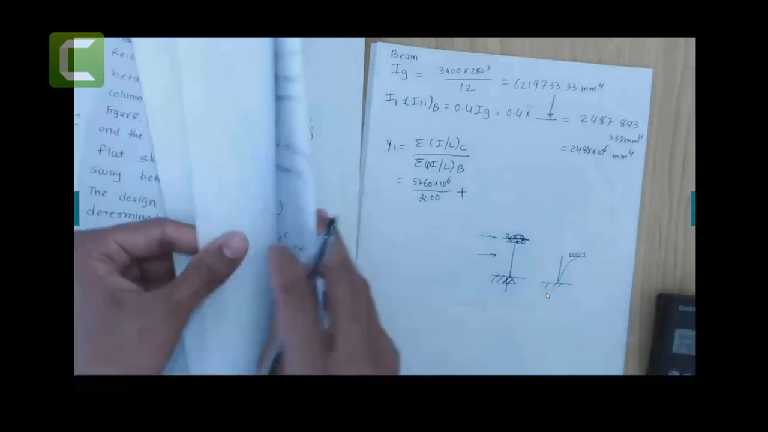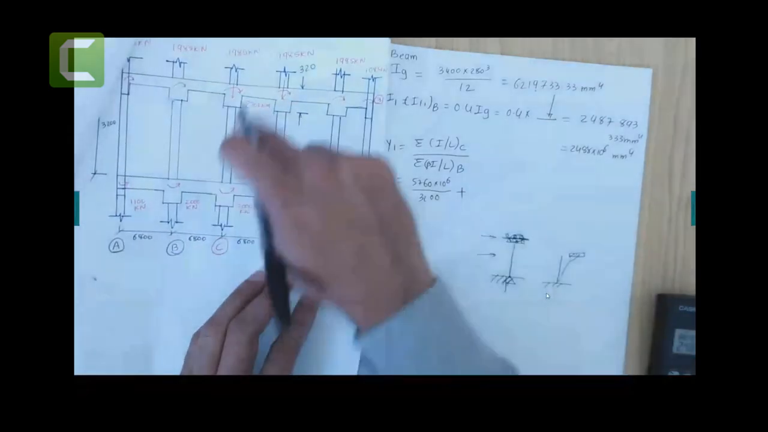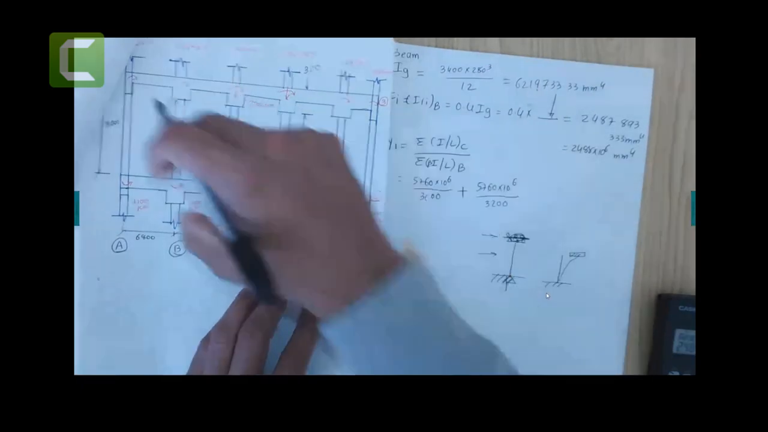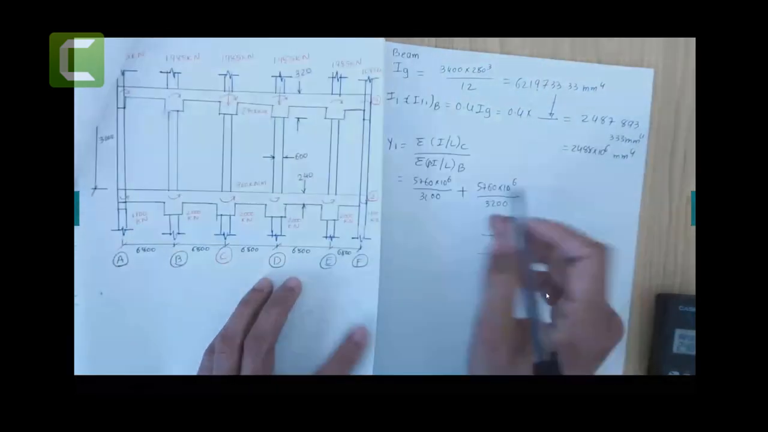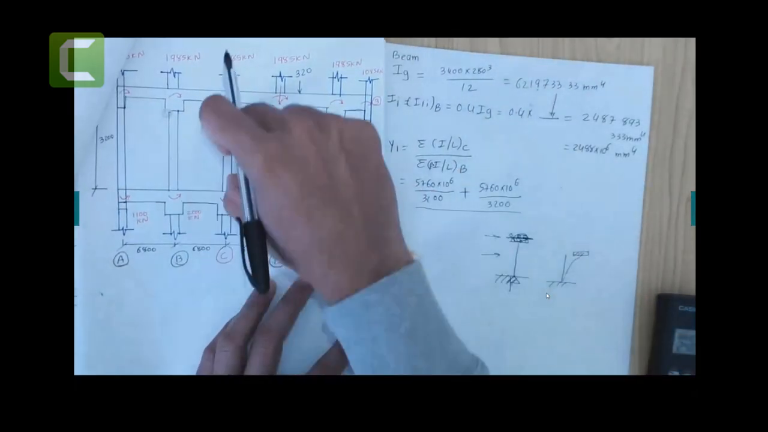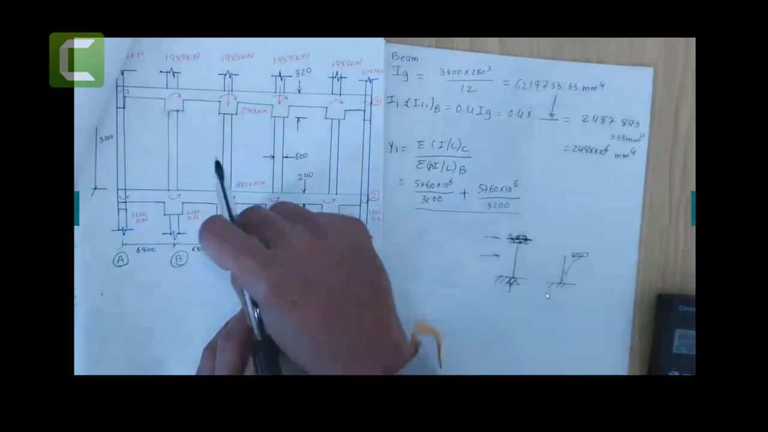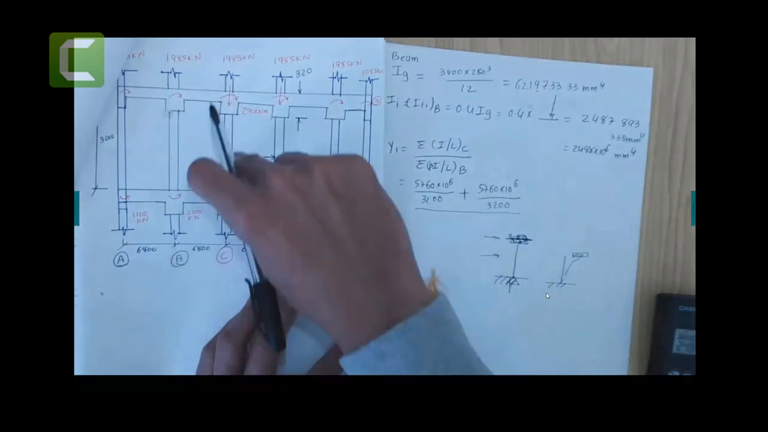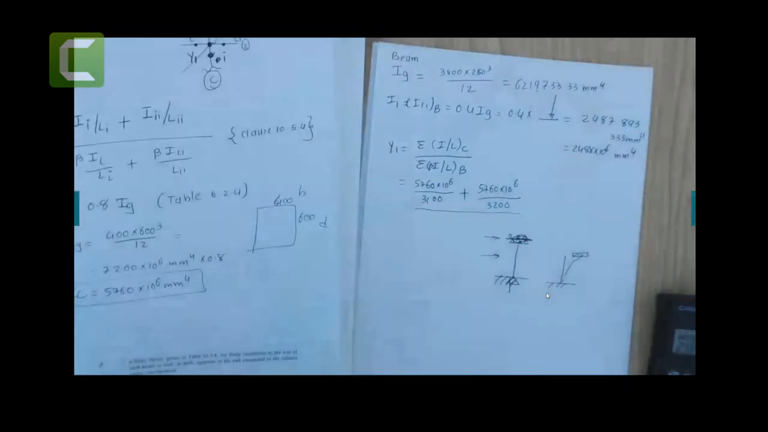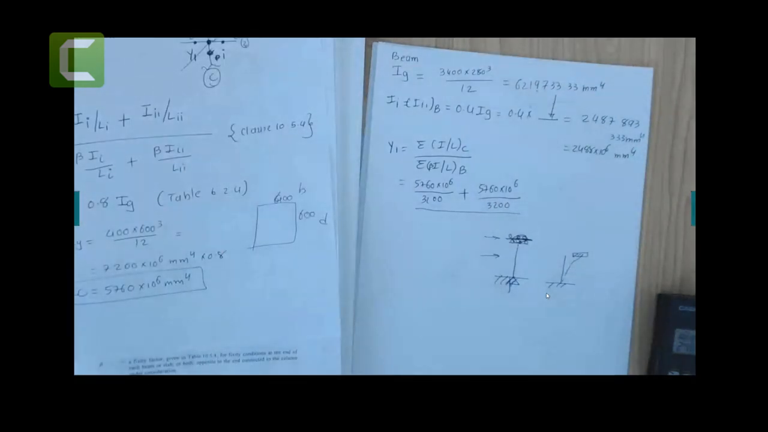where this is coming from. If you are talking about this column C, you have these columns here, so that is for this one. These columns here, same thing, 5716 × 10⁶ over 3200. 3200 is coming from here, that's the length given in the example, the length of the column. If you have different lengths, you can use a different length, different area or different moment of inertia. So basically it is the sum of the I over L of these columns at that particular joint. And now the beam. We're going to do the two beams.